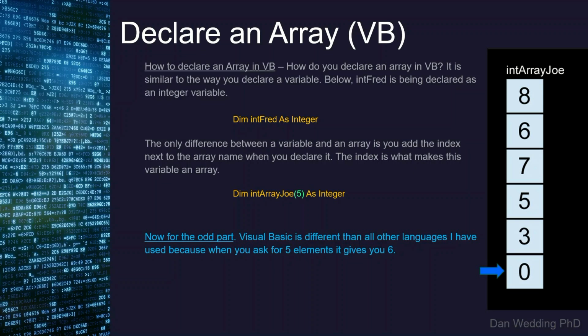Now for the odd part. Visual Basic is different than all other languages I have used because when you ask for 5 elements, it gives you 6. VB indexes from 0, but it also has an extra element at the end.